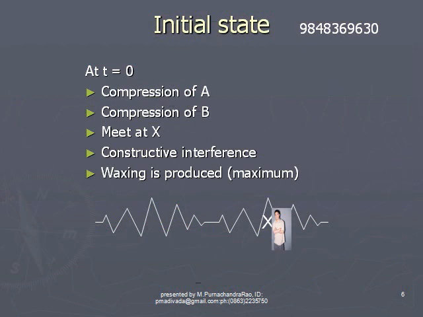When a compression meets a compression, a large sound will be produced, that is, waxing is produced. So a loud sound will be noticed by the observer. This is known as constructive interference. So waxing is produced due to constructive interference, and the type of wave that will be observed by the observer is as shown in the figure.